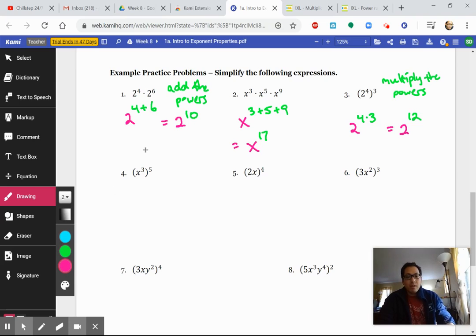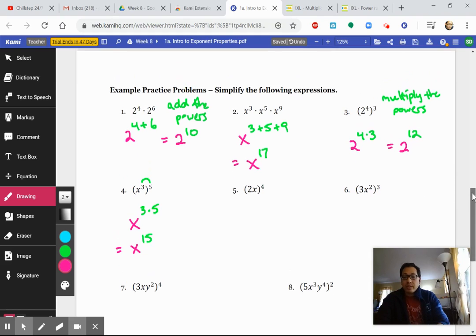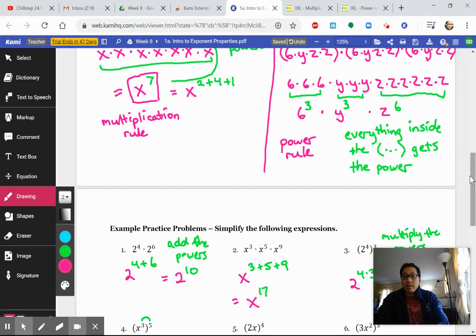Here's another one. That's a power raised to another power. What do we do when we've got a power raised to another power? We multiply the powers again. So, shortcut, this is going to be x, that's our base, to the power of 3 times 5. Which is what? That's the same as x to the power of 15. So this is kind of simple, right? I hope so. Here's where we're getting a little trickier. So now here's the power rule again, but remember part of the power rule says everything inside the parentheses gets that power.